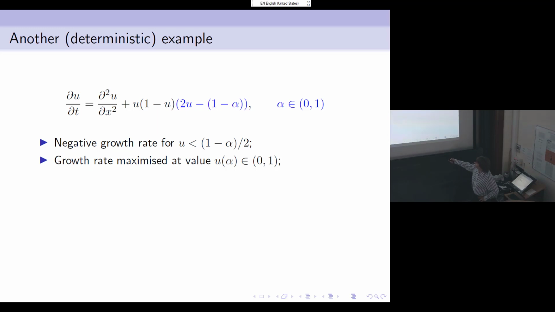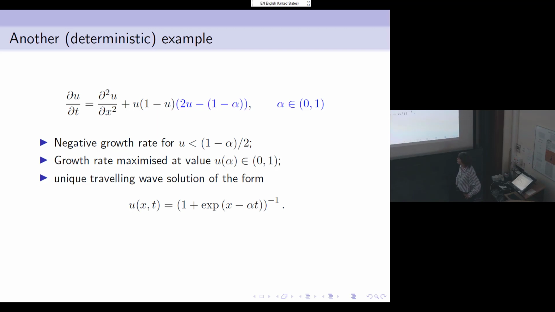When the population density is too small, less than (1 − α)/2, this growth rate is negative. So in particular, if I have a travelling wave solution, which this equation does have, I'll write it down in a moment, then out in the front of the travelling wave, the growth rate is actually negative. And the fact that the wave gets pushed forward is because of growth in the bulk.